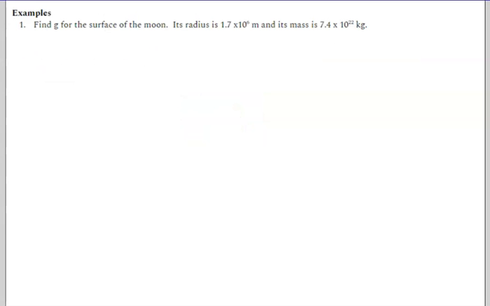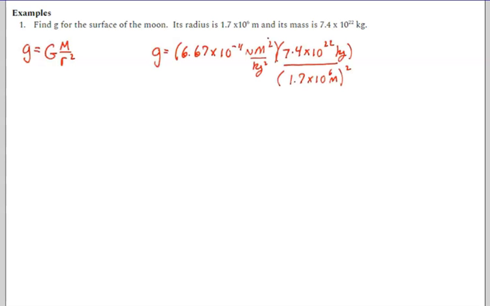Let's work through a couple example problems. Number 1, find g for the surface of the moon. Its radius is 1.7 times 10 to the 6th meters, and its mass is 7.4 times 10 to the 22nd kilograms. We can find the gravitational field by multiplying the gravitational constant by the mass of the moon divided by its radius squared. So you have 6.67 times 10 to the negative 11th newton meter squared per kilogram squared, times 7.4 times 10 to the 22nd kilograms, divided by 1.7 times 10 to the 6th meters, and that quantity is squared.